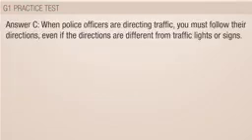Answer C. When police officers are directing traffic, you must follow their directions, even if the directions are different from traffic lights or signs.